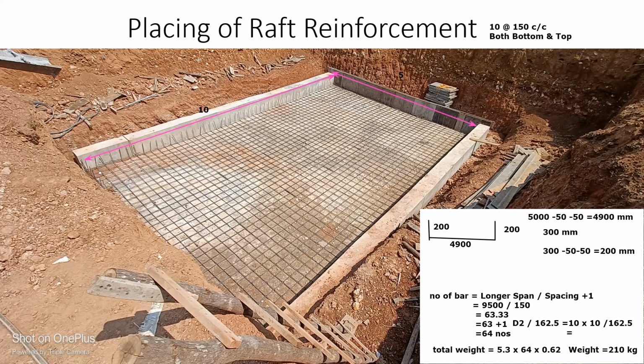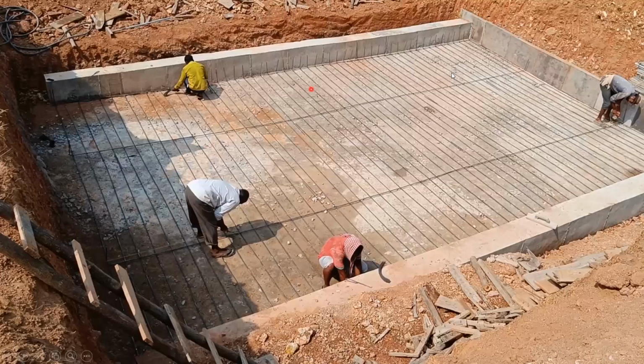So only for the shorter span I've explained to you. You can take it as an assignment and do it for the longer span as well. So I require 210 kg of steel if I want to put this. Again, you do it for the longer direction. Similarly, you have to multiply this by 2 because we are going to put the bottom mesh and the top mesh. Got it? Great.